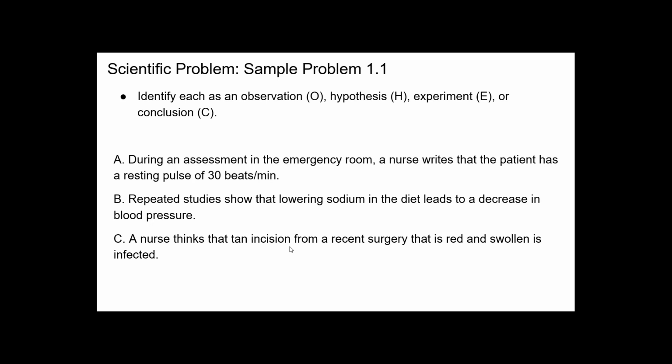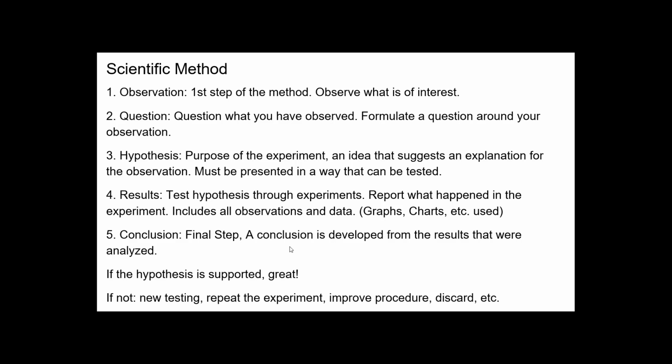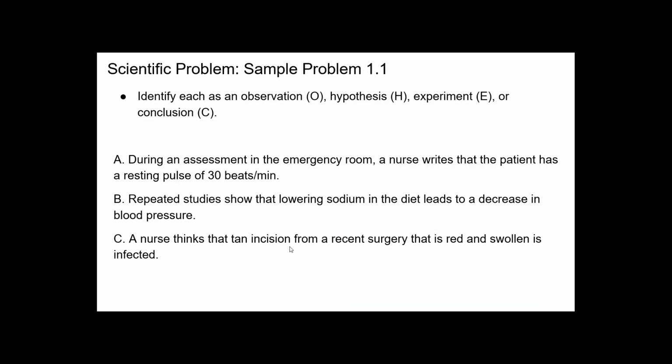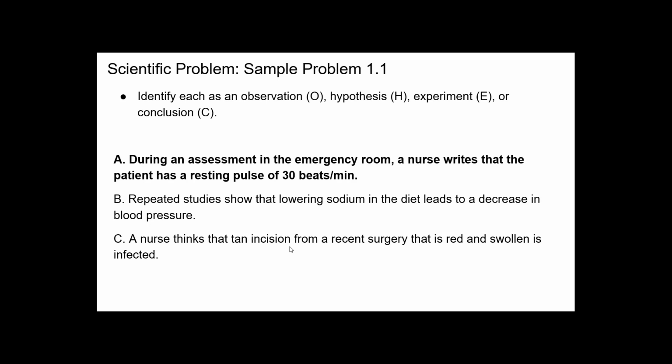Okay, so during an assessment in the emergency room, a nurse writes that the patient has a resting pulse of 30 beats. Well, that's not an experiment. That's not a conclusion. That's not a hypothesis. Remember, a hypothesis is an idea that suggests an explanation for the observation. So this would be an observation. You observe that this patient has a resting pulse of 30 beats. Next: repeated studies show that lowering sodium in the diet leads to a decrease in blood pressure. I'm just going to jump to these. And: a nurse thinks that the incision from a recent surgery that is red and swollen is infected. So on the first one, we have an observation, which is exactly what I said.